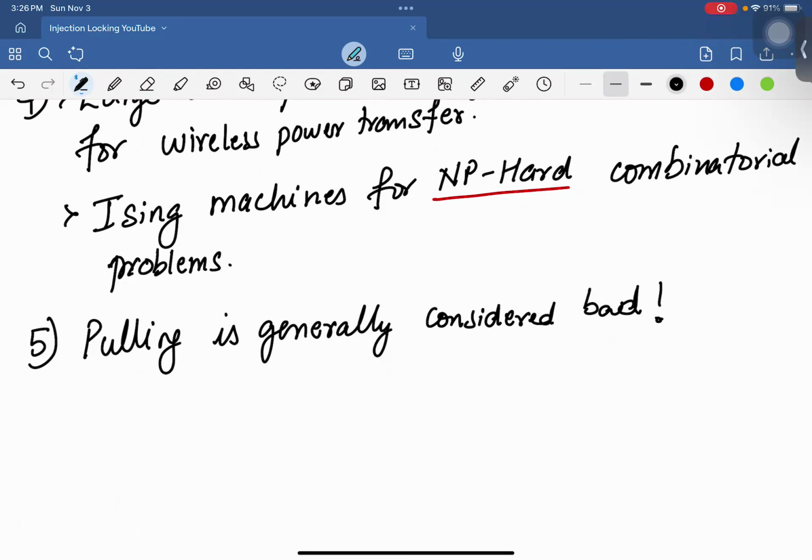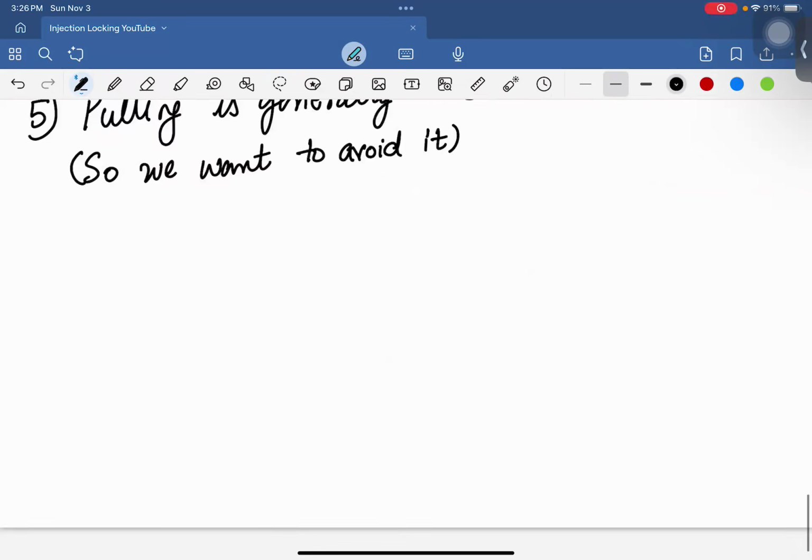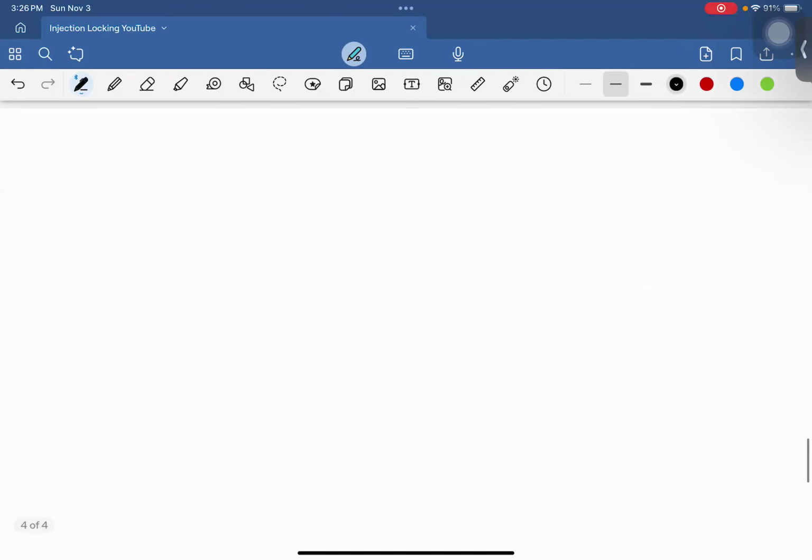So typically it's considered bad, but maybe if you like, you can try to think about how you can even use it, right? It's a phenomena. So, okay, so that's about the introduction. Let's move on to intuition.